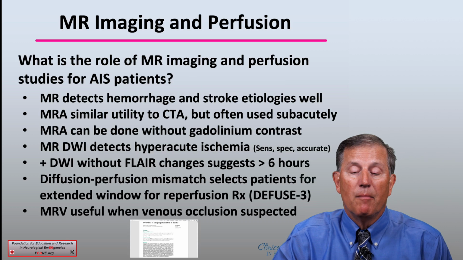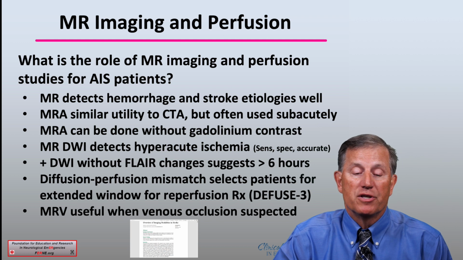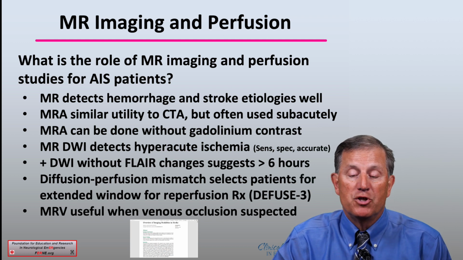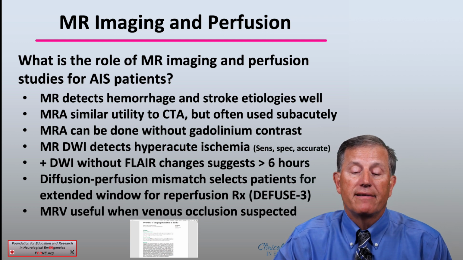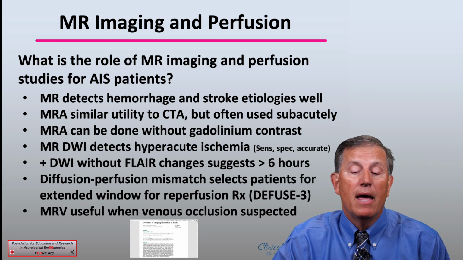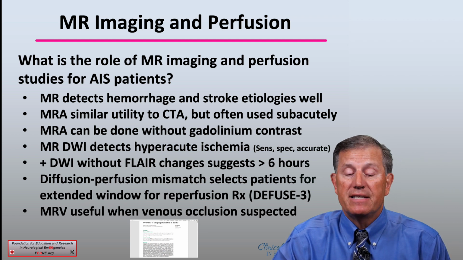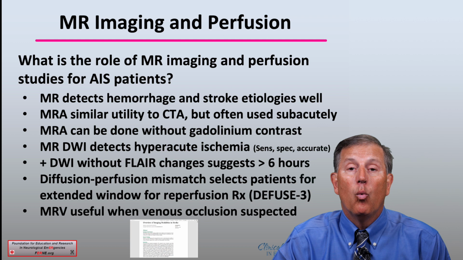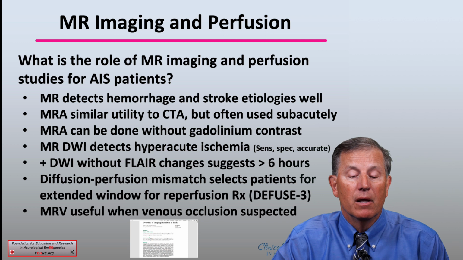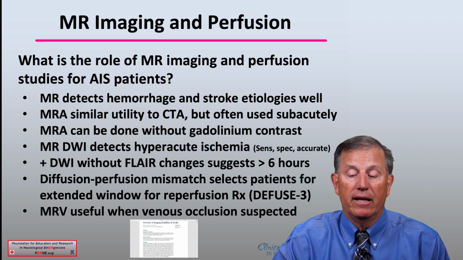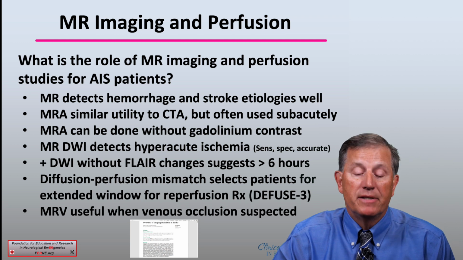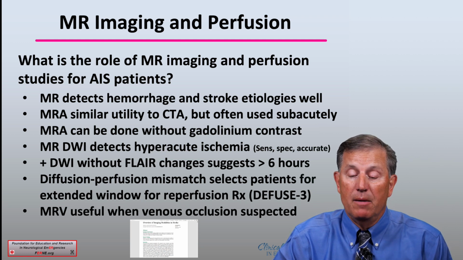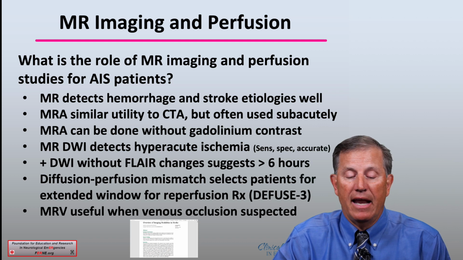The first, of course, is MR imaging and perfusion studies. So what is the role of MR imaging and perfusion studies for acute ischemic stroke patients? Remember, MR does detect hemorrhage and stroke etiologies quite well. And MRA has a similar utility to CTA, but often is used more subacutely, that is not at the time when a consideration is made for the use of thrombolytic therapies or EVT. We know that MRA can be done without gadolinium contrast. We know that MR-DWI does detect hyperacute ischemia with good sensitivity, specificity, and accuracy.